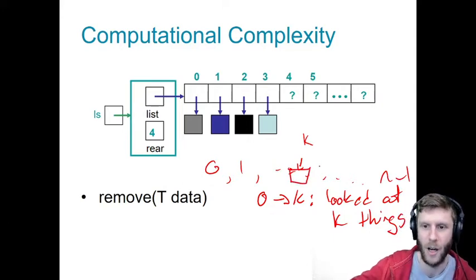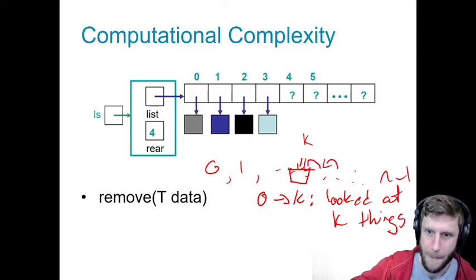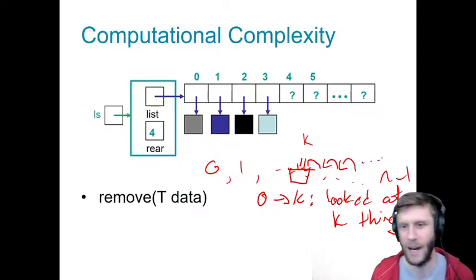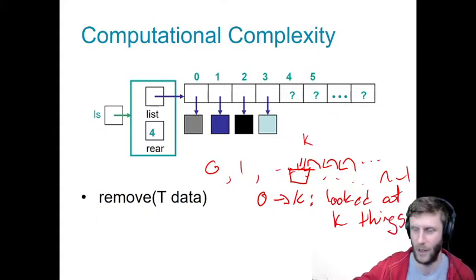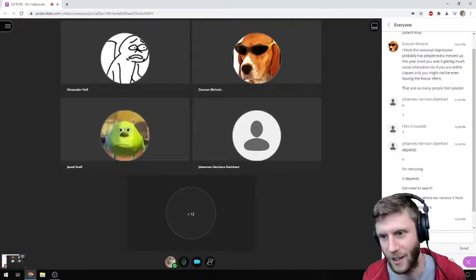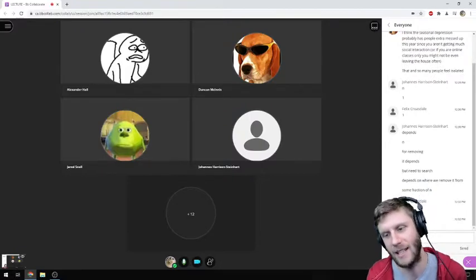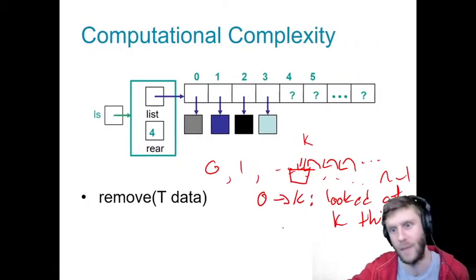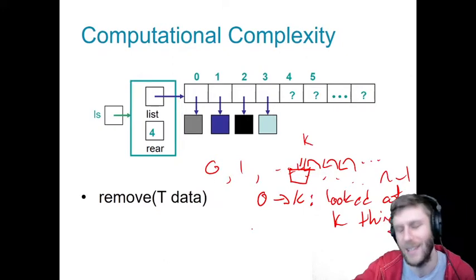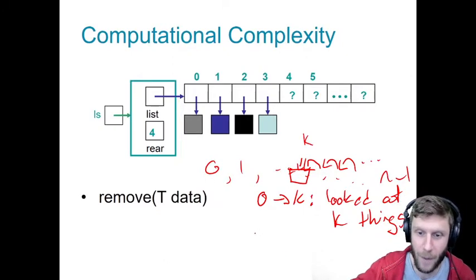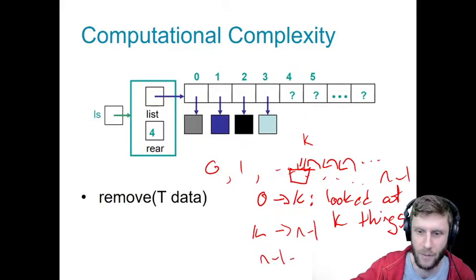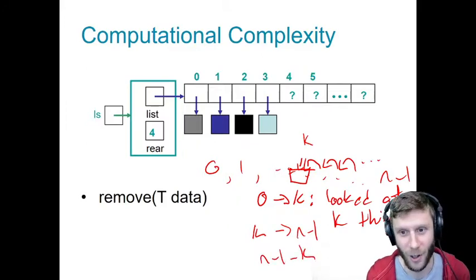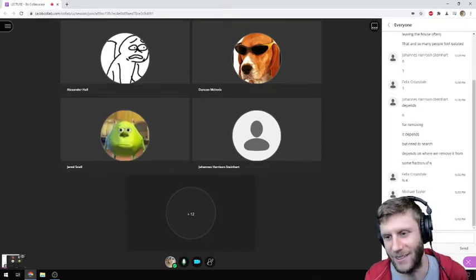So what do I have to do? Well, I have to shift down. How many things am I going to have to shift down? Some fraction of n minus k. Well, it would actually be n minus 1 minus k because we started at 0. But yes, we would have to shift from location k to n minus 1. And how many is that? Well, it's n minus 1 minus k. So in total, same thing.